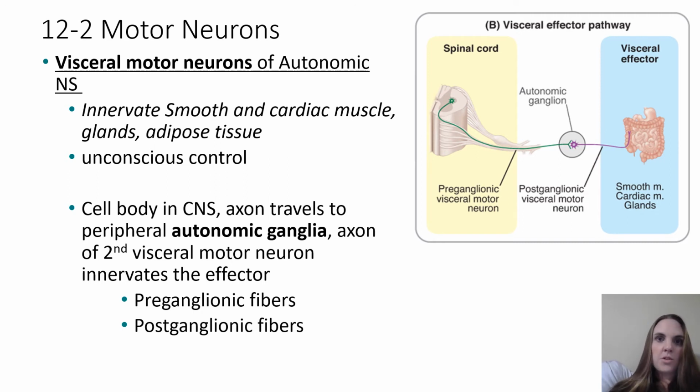With our visceral motor neurons, they are part of the autonomic nervous system, and they're going to innervate all the other peripheral effectors other than that skeletal muscle. So we have smooth and cardiac muscle, glands, and adipose tissue. And this division is unconscious control. You do not think about your heart beating. You do not think about your digestive system moving. With these visceral motor neurons, the cell body is going to be in the central nervous system again. Here we've got one in the spinal cord.